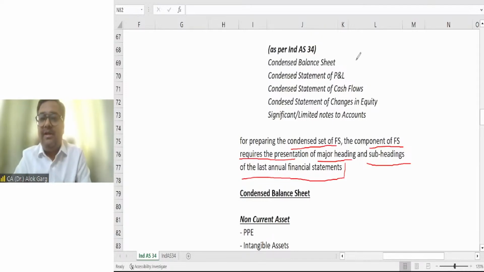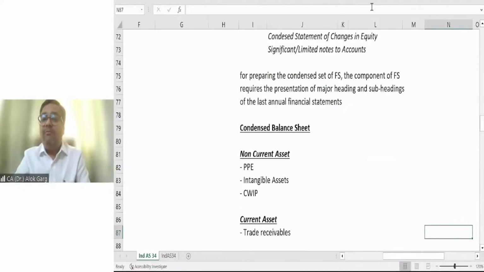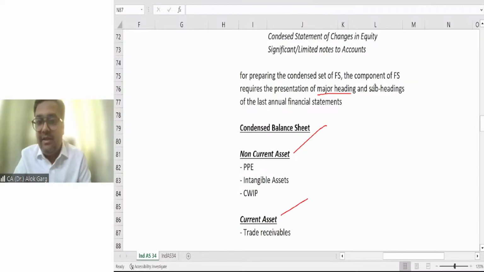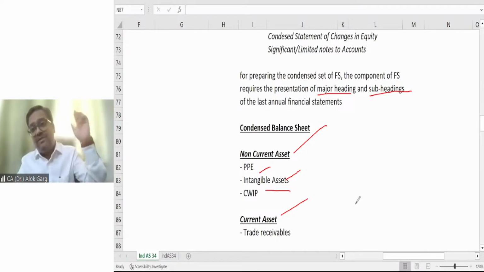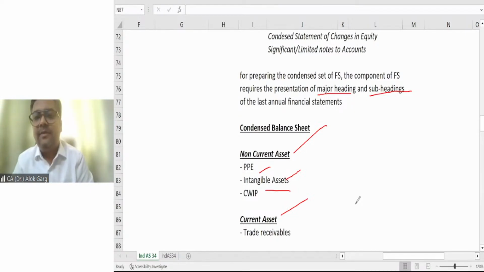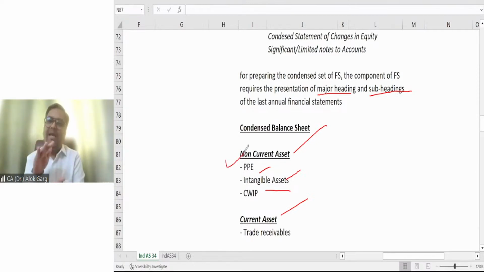So whatever last annual financial statement is there, March balance sheet is there. For example, how to prepare the condensed balance sheet? You will see what is my March annual balance sheet. From the March annual balance sheet, you can pick the major headings. What are the major headings? Like non-current asset, current asset are major headings. And subheadings? Like PPE, intangible assets, CWIP. So you can present your condensed balance sheet with your major headings and subheadings which were presented in the last annual financial statement. So how to present condensed balance sheet? The condensed balance sheet is typically the same balance sheet which you have prepared in the March annual financial statement.